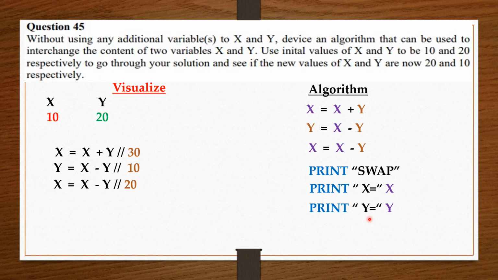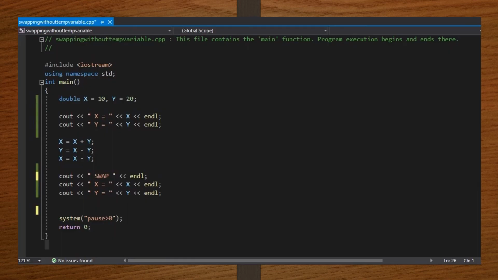Let's convert it to code in C++. So the same thing, I initialize double x and y to be 10 and 20 respectively. Then I display to the user the values of x and y to be 10 and 20. Then I perform the algorithm that is going to swap the values. Then after swapping, I'll tell the user swap. Then I'll display the current values of x and y after I perform this algorithm. Then I end the code with system pause greater than 0, which will ensure that only the needed information is displayed when we run our code, and then return 0 by custom.